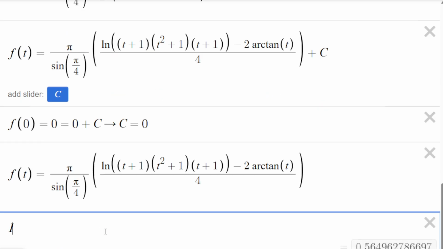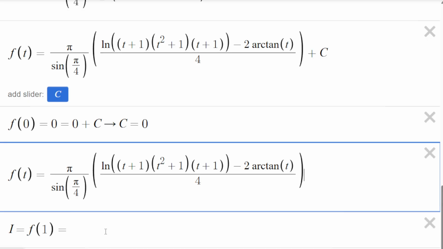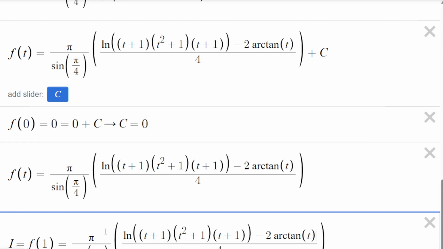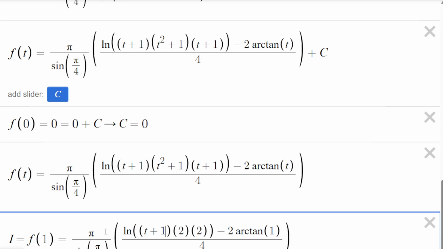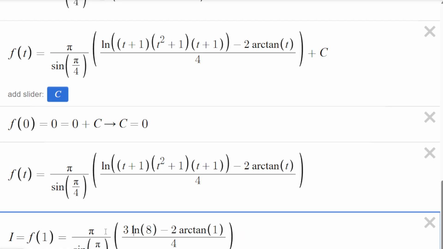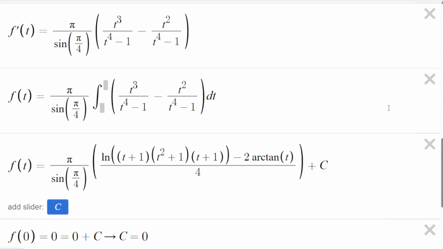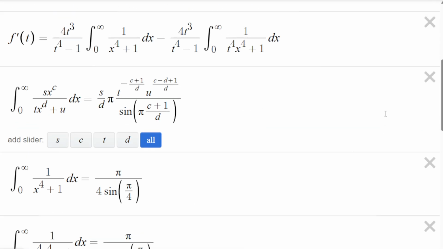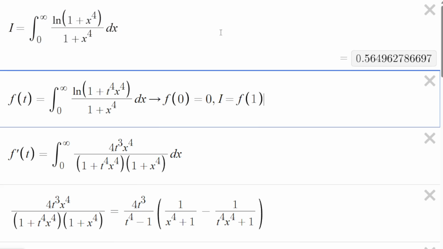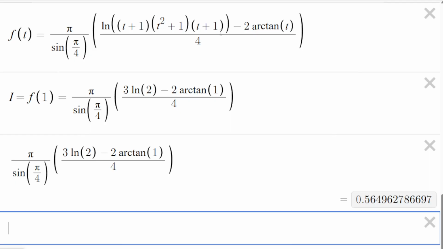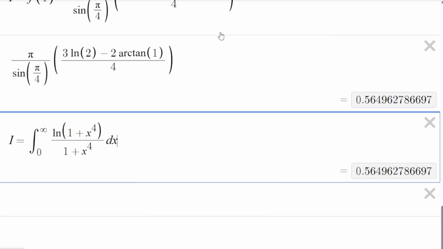So now I is equal to f at 1, which is equal to this. Tangent 1. This is just a 2. This is just a 2. This is just a 2. 2 times 2 times 2 is 8. Well, let's just write that as 3 natural log 2. Moment of truth. Let's see if this equals what it should equal. Yes, it does. Let's go ahead and copy this integral down here. And you can see those numbers do in fact match.